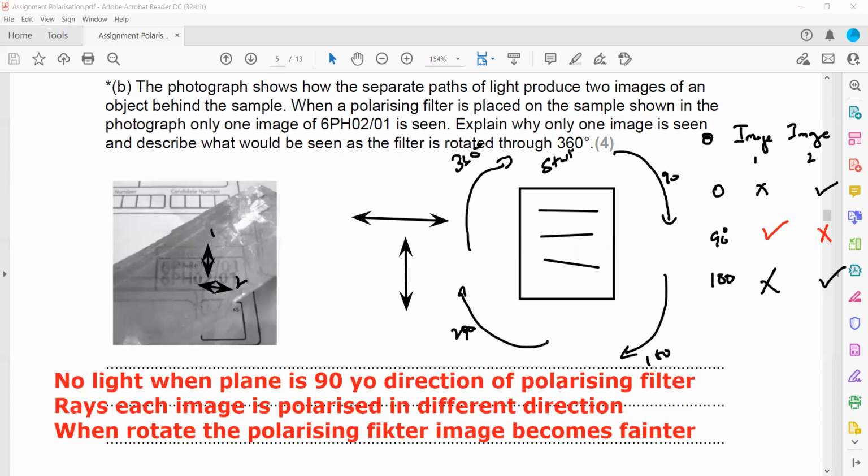Is it clear, this question, how we use a polarizing filter to see the two images which are emitting or reflecting polarized light with different components or directions?